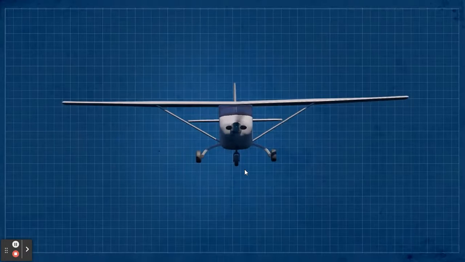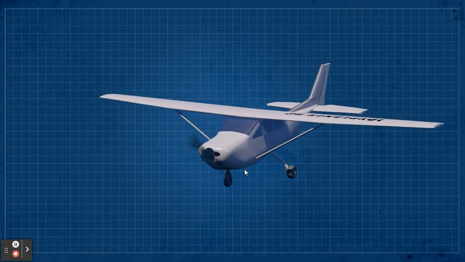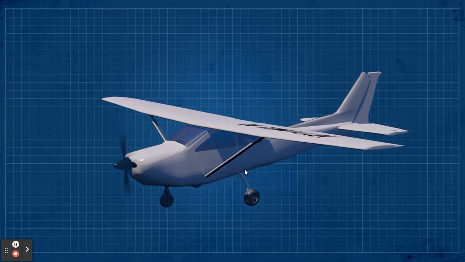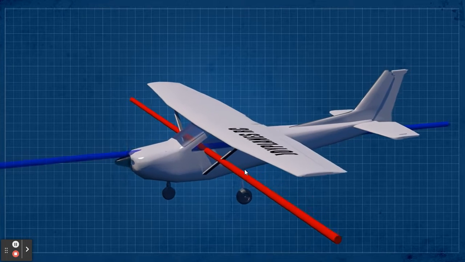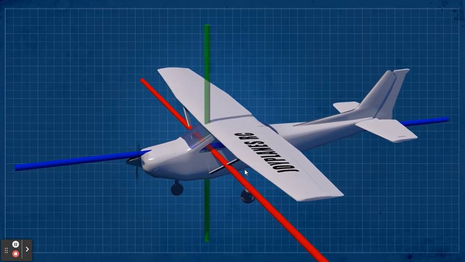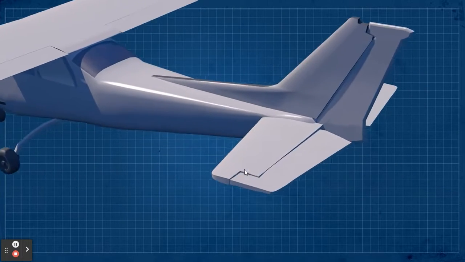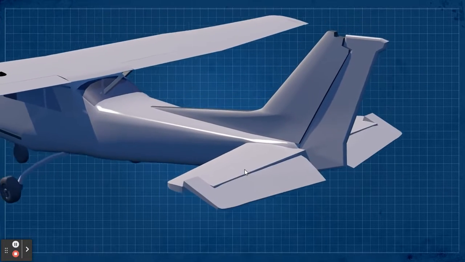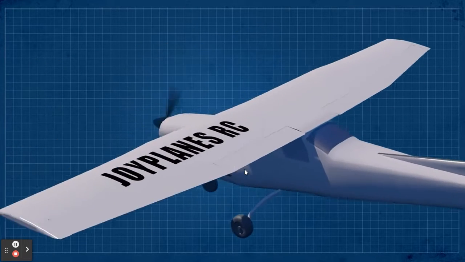In case it is not clear to you, we'll review the axis of the airplane with this three-dimensional model. This is the transverse axis, the longitudinal axis, and the vertical axis. And the primary control surfaces are the elevator, the rudder, and the ailerons.